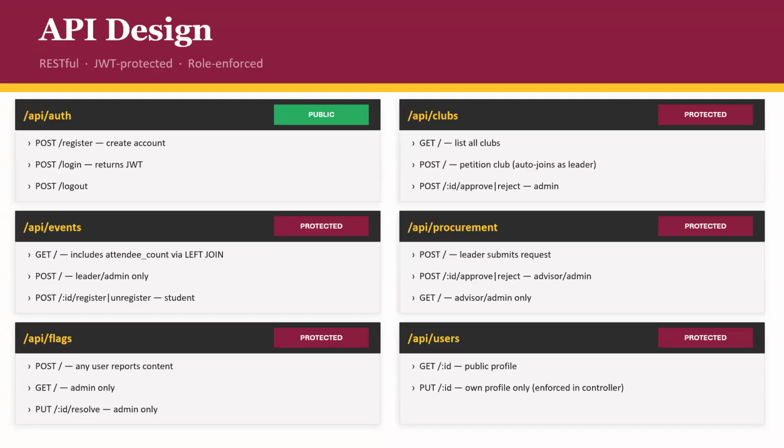Events includes a left join to attach attendee count in a single query. And procurement lets leaders submit funding requests for advisor review. And flags let any user report for admin review. User supports profile reads and updates.